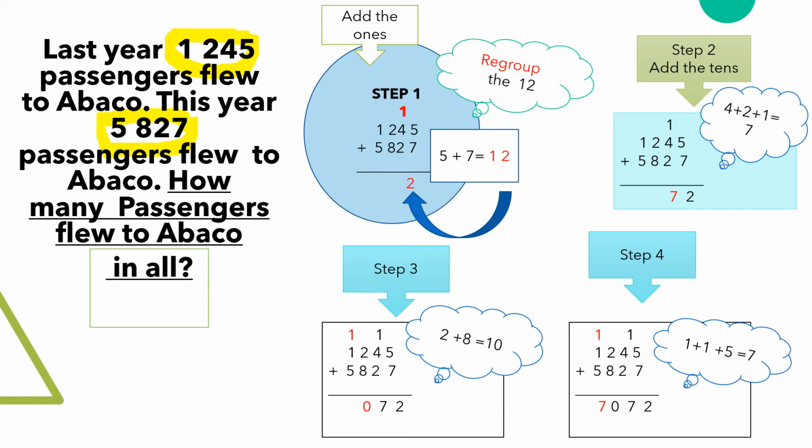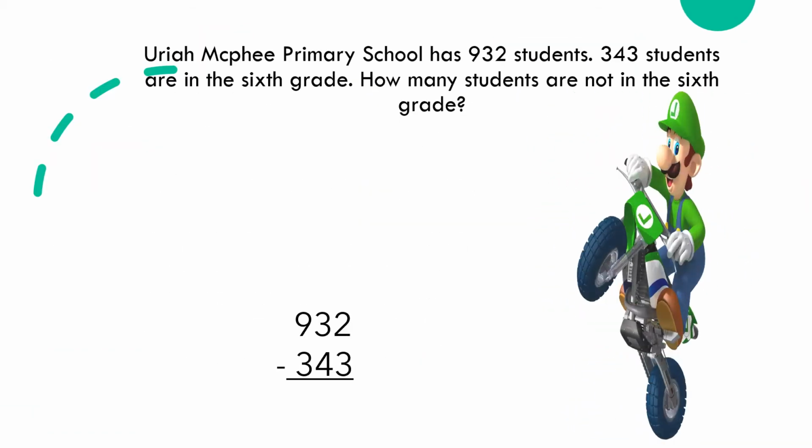My problem is solved. There were 7,072 passengers that flew to Abaco in all. Let's look at question number 2.